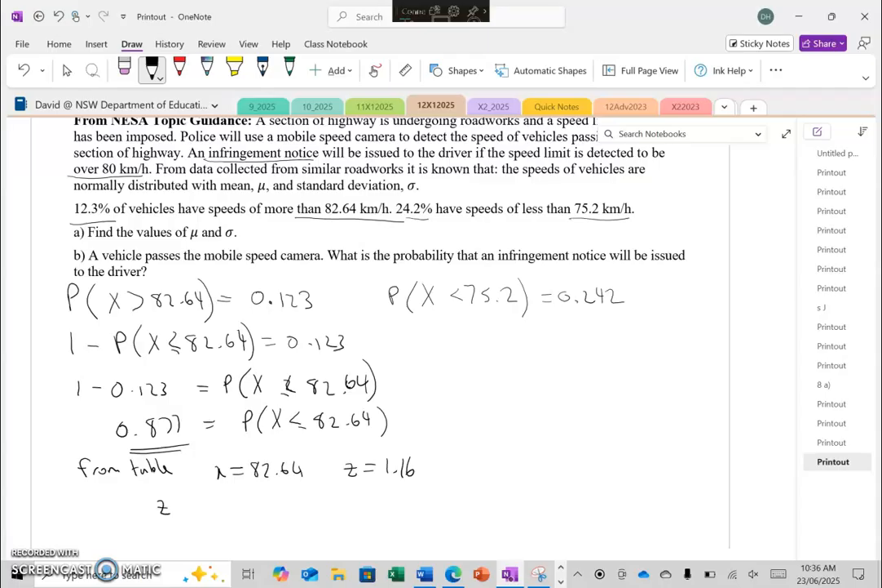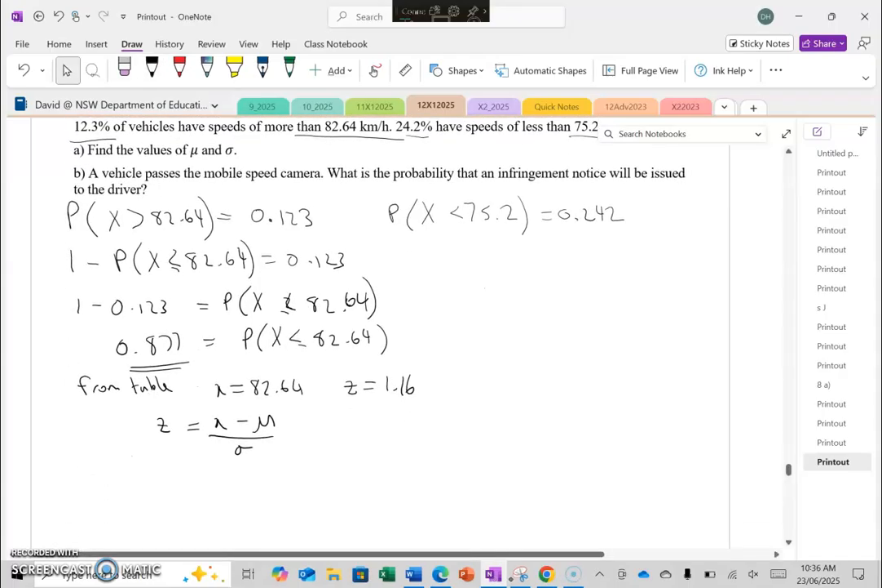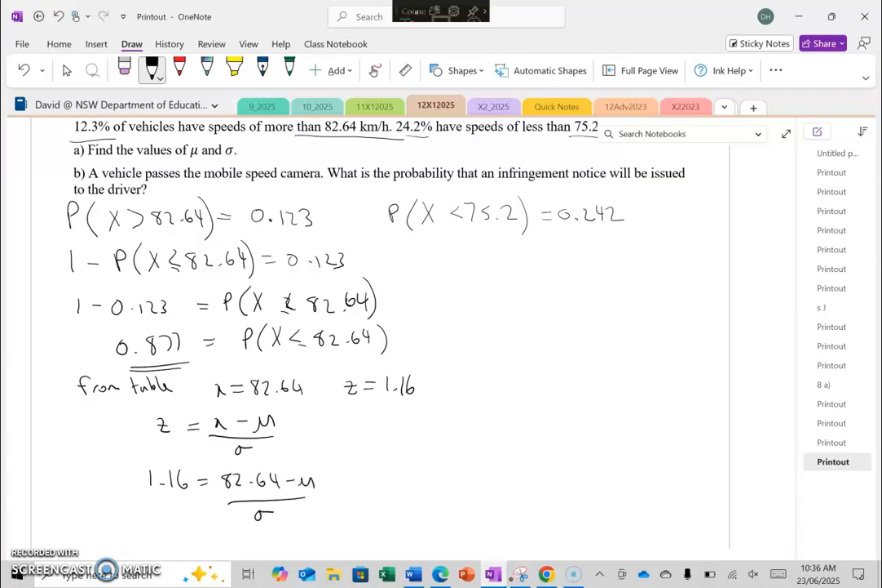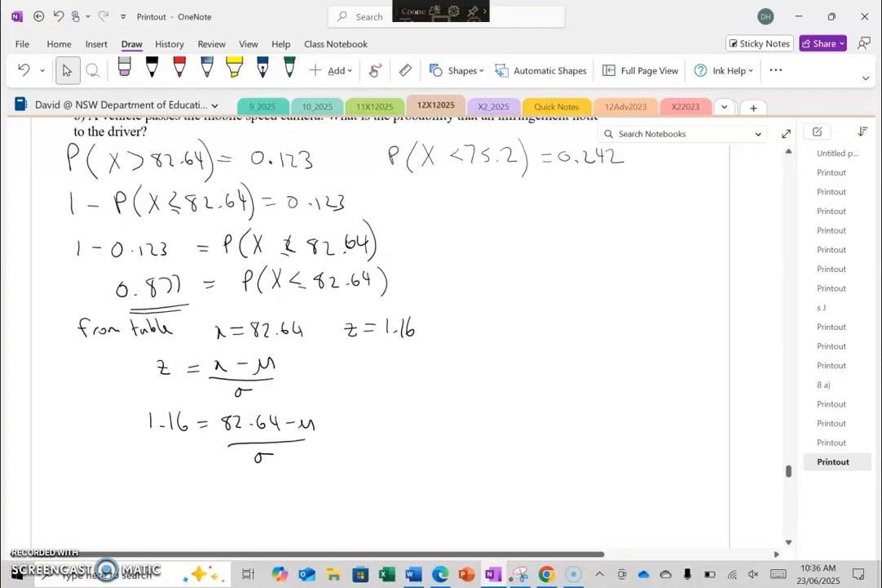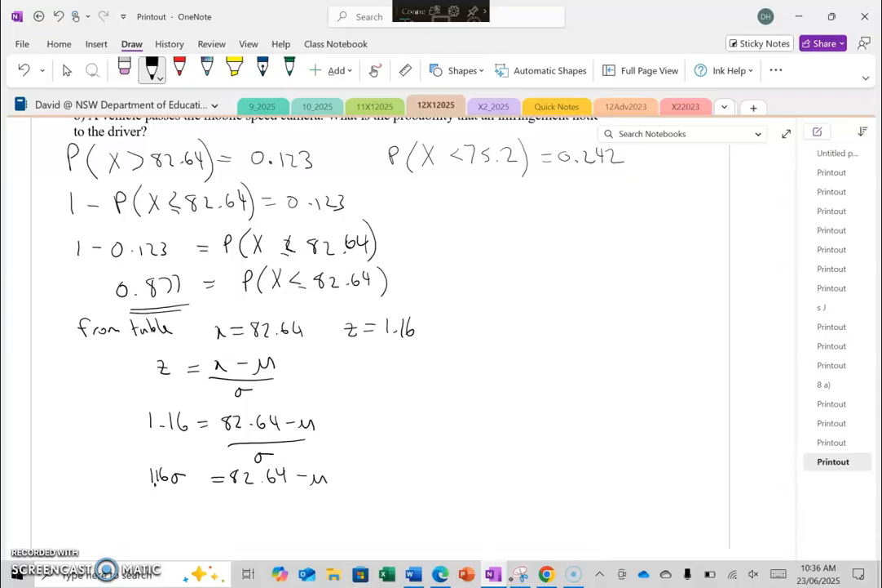Okay, now I can use the Z equals X minus mu over sigma formula and get an equation there. 1.16 equals 82.64 minus mu, over sigma. That's one equation with 2 unknowns. I might just times both sides by sigma. 1.16 sigma equals 82.64 minus mu. That could be my equation 1.